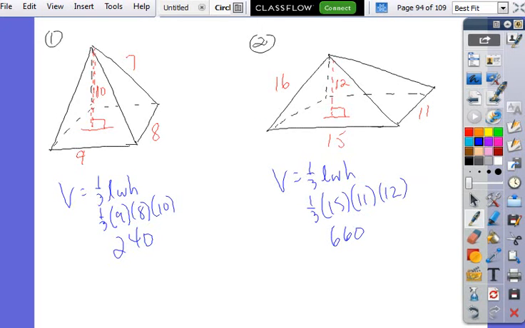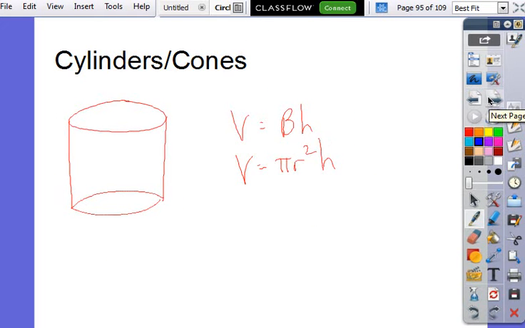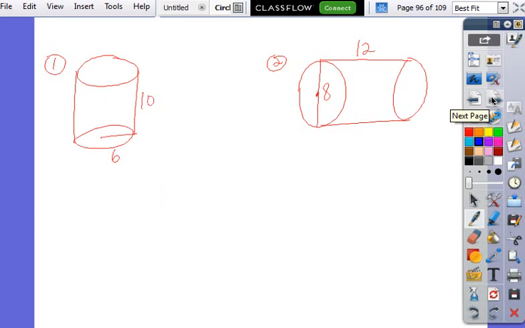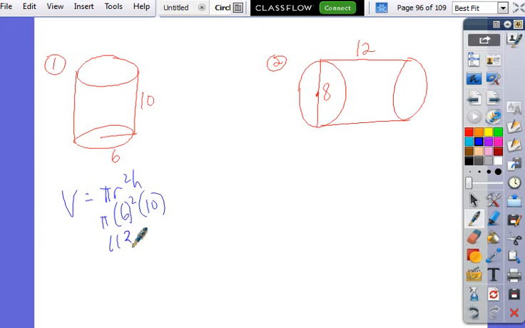Alright, going to cylinders. Again, we're talking about the capital B being the base, so the base is a circle. So that's pi r squared. Throw in height, we got our volume. So here, this would be pi times 6 squared and then 10. Answer there: 1130.9 or 1131 if you round it. I'm not worried about the rounding too much.